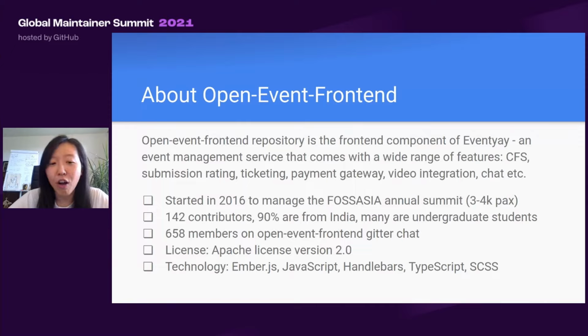The project has its own GitHub chat channel with 658 members. The license is the Apache license. I mentioned this because I think it also influences contributors' decisions when they think of contributing to an open source project. The technology is mostly written in Ember.js, of course JavaScript, and a few other programming languages.